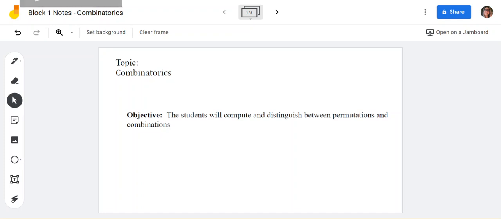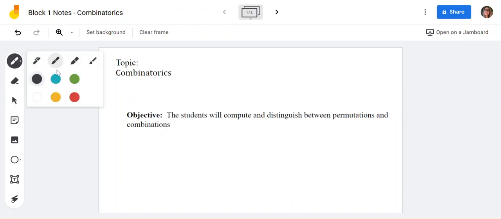Today we're going to be learning about combinatorics. Students will compute and distinguish between permutations and combinations.